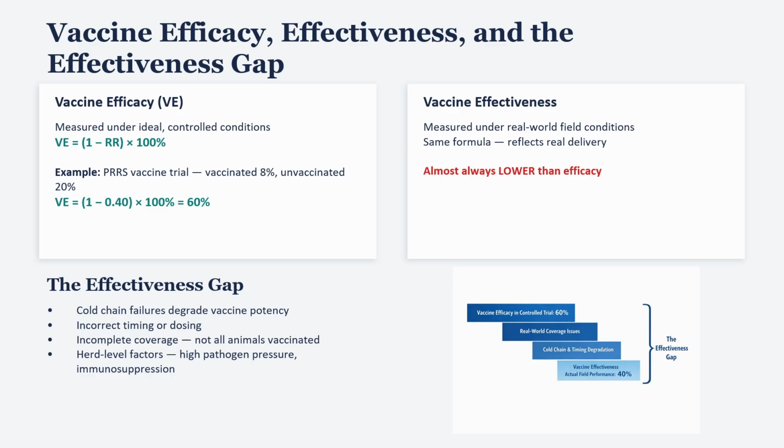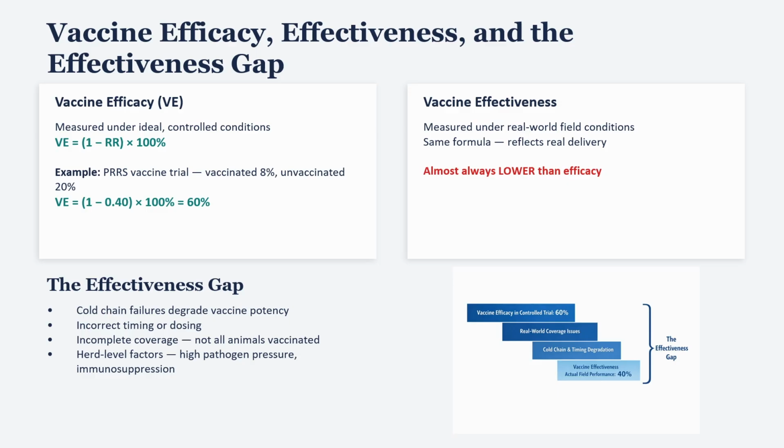Cold chain failures degrade potency. Farmers may not vaccinate all animals. Timing may be off relative to pathogen exposure. Concurrent infections may blunt the immune response. The result is almost universally lower than efficacy, sometimes dramatically lower. The gap between efficacy and effectiveness is one of the most important practical concepts in vaccination program design.